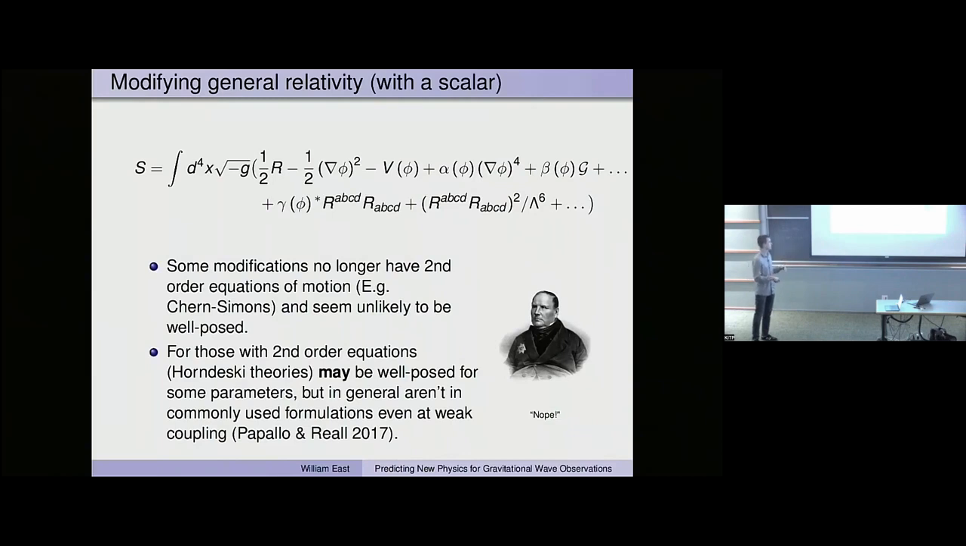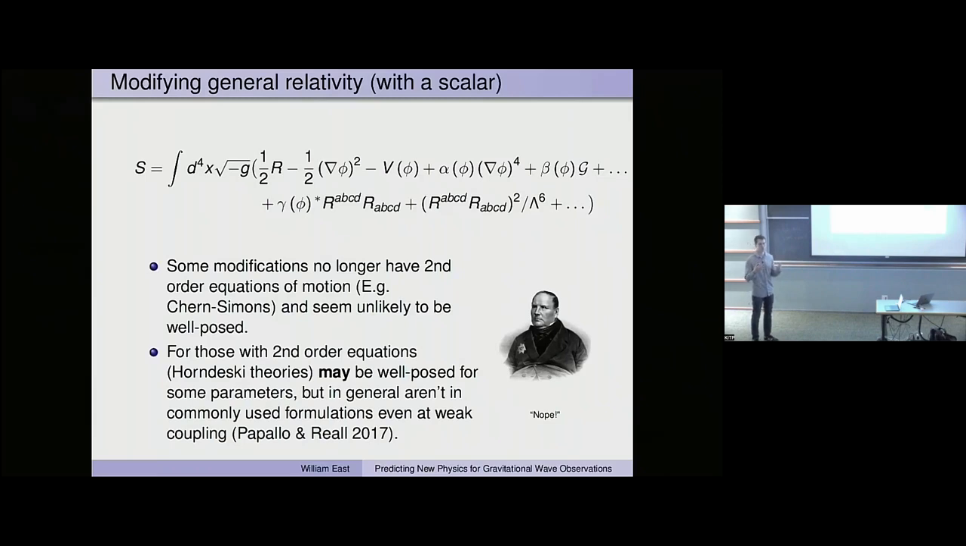So some terms, like the Riemann cubed or Riemann to the fourth type terms that, for example, Claudia was talking about yesterday, when you vary the action, you no longer get second-order equations of motion. And for those kinds of theories, it seems very hard to actually get a well-posed formulation.